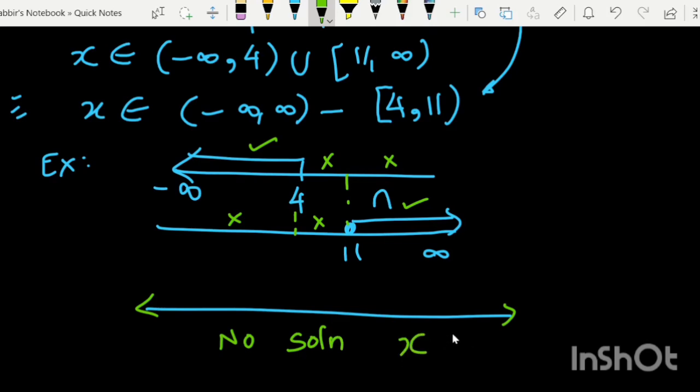We write it using this symbol, x belongs to phi. Okay. Phi is a null set. Phi is null set. Okay. So we use this symbol. No solution is equivalent to writing x belongs to phi.